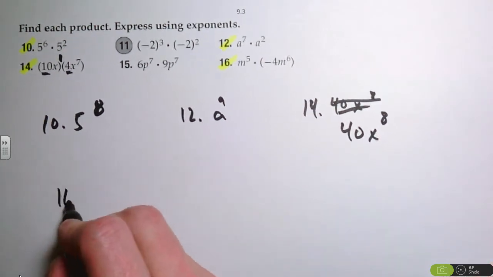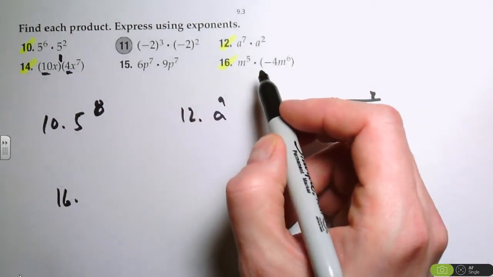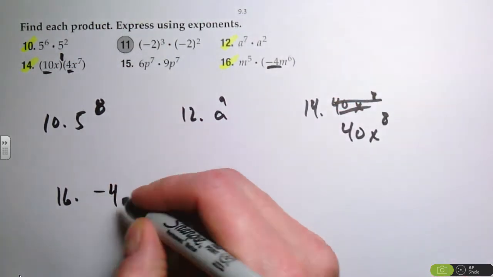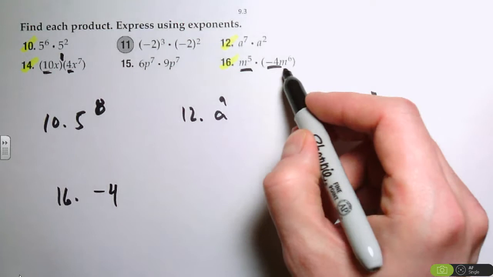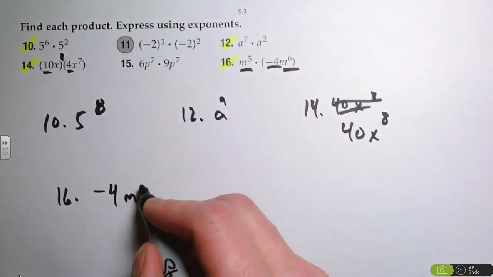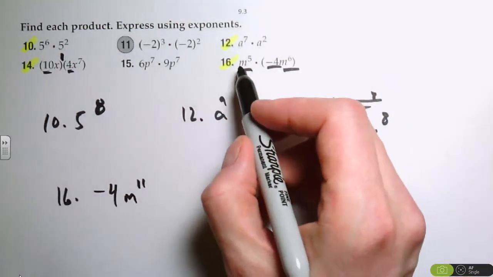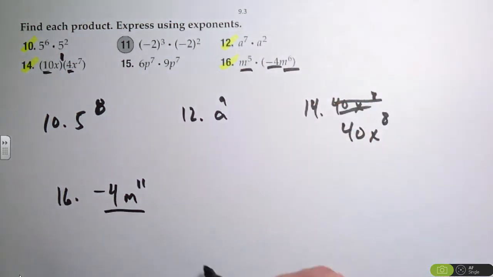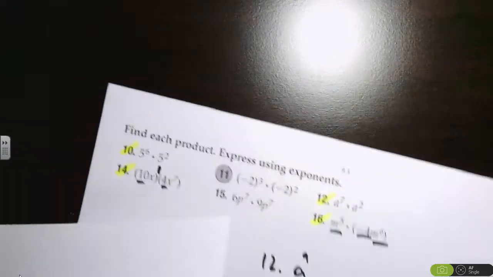And then 16, we have just one single number, the negative 4. So that's going to come out to the front. And then I've got 5 m's times 6 m's. That's 11 m's. And again, the rule would say add the 5 and the 6, but if you stop and think, 5 m's times 6 m's is 11 m's. Okay. All right, then.